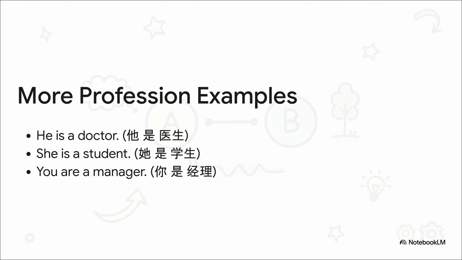And this pattern holds true no matter who you're talking about. He is a doctor is 他是医生. She is a student is 她是学生. Now, here's a very important note. Notice that the pronunciation, ta, is exactly the same for he and she. When you're just listening, you can only tell the difference from the context of the conversation. Of course, when reading, you can see the different characters. And finally, you are a manager, 你是经理. The core structure, subject, shi, object, it never changes.